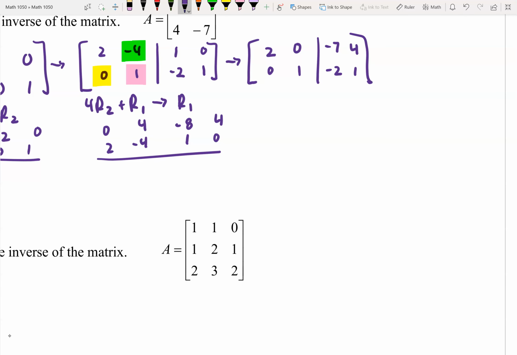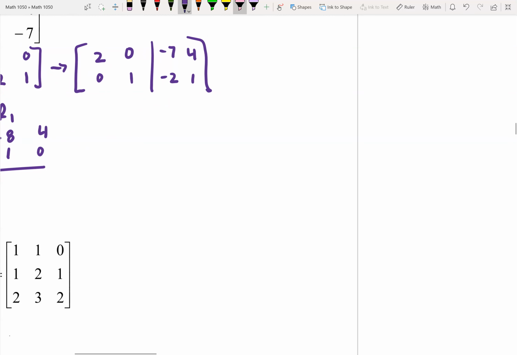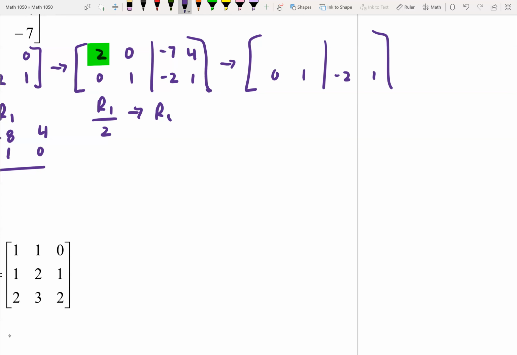Now I'm not there yet. I need to get a 1 right there, which is going to create a fraction, but who cares because I'm done at that point. So if I have to get a fraction, I'm going to wait until the last step. Okay, so everybody go row 1 divided by 2 becomes my new row 1. So row 2 doesn't change. Divide by 2 and you get 1, 0, -7 over 2, and 2.